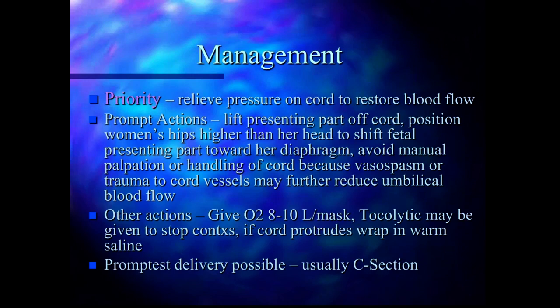Other actions, you can give her oxygen. A tocolytic may be given to stop contractions. And if that cord is protruding out of the body, rapid and warm saline. The promptest delivery possible. So this is an emergency, and that's usually going to be an emergency C-section. Remember, we have 2 true obstetric emergencies. One is our abruptio placenta, and the other one is a prolapsed cord, and here we are with that.